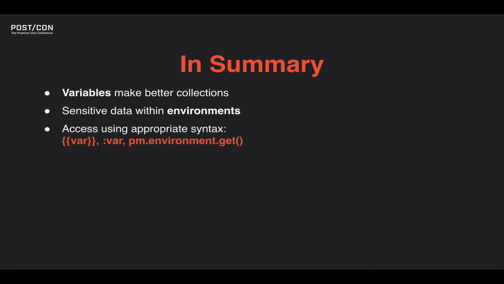And when you're using variables within your collection or within the Postman app, you need to use the appropriate syntax. You need to use the double curly brace syntax in text inputs. You can use the colon variable name syntax if you're in the URL bar. And if you're within a script, you can use the pm API, pm.environment.get or set, to work with variables.